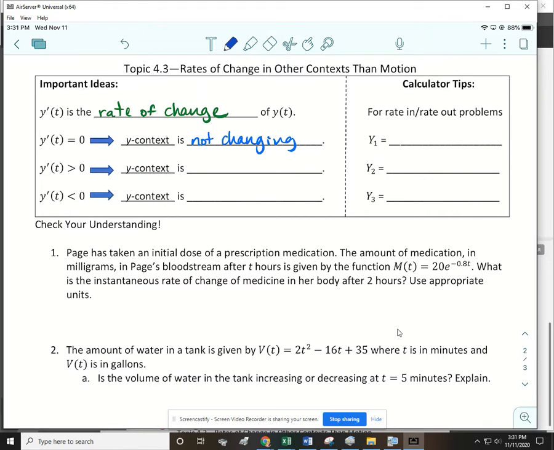So today our context is going to be other than motion. And if y prime of t is greater than 0, whatever that y context is, it's increasing. And if y prime of t is less than 0, the y context is decreasing.